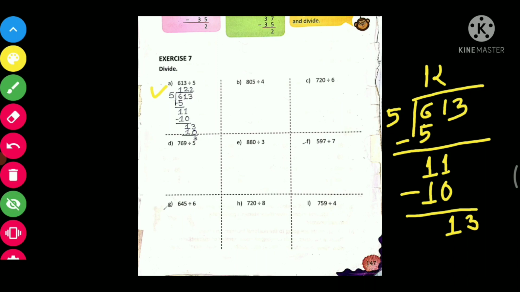Now 5 3s are 15, right, which is bigger than 13. So we'll take one more 2. 5 2s are 10. And after subtracting we'll get 3. Now as you can see, our remainder is smaller than the divisor, so our division is completed. So like this only you have to divide all these things, okay, all the questions.